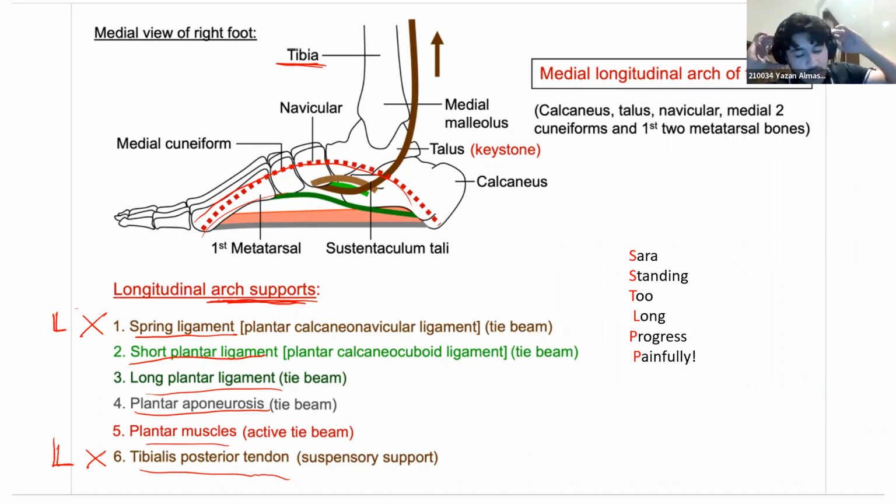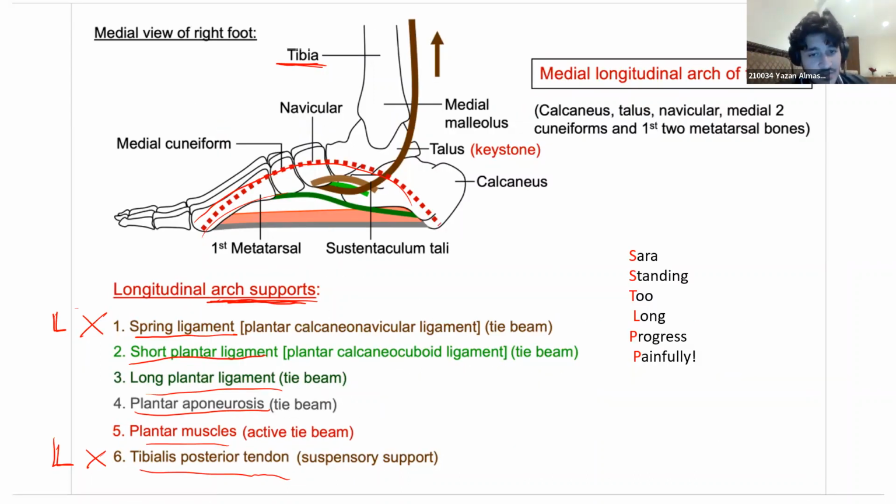For example, I remember one of our OSPE questions, maybe our SAQ, I think OSPE. They tell you to mention 2 of the longitudinal arch supports, or 3 of them. Always try to memorize as much as you can, so that if you forget some of them, you'll be able to answer the number they ask you for.